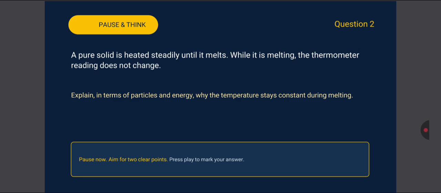So let's read the question again. A pure solid is heated steadily until it melts. While it is melting, the thermometer reading does not change. Explain in terms of particles and energy why the temperature stays constant during melting.